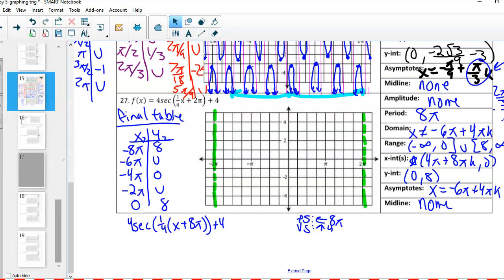Questions about 24 or 27? Reciprocals. Yes. So the only ones that have amplitude and midlines are your sine and cosine. Yep.